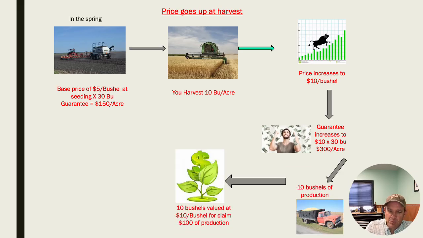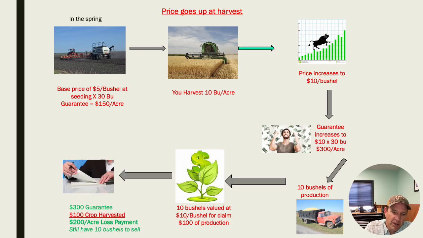You harvested 10 bushels of production. The 10 bushels is valued at $10 for your claim, or $100 worth of production. So you now have a $300 guarantee. You harvested $100 worth of crops, so we have a $200 an acre loss payment because the price went up so much, right? So we actually got paid a $200 an acre loss payment in this scenario and only started with a $150 an acre guarantee, but that increased because the harvest price was up. This is why it's so important to be in revenue protection, because this happens year after year where the volatile prices bounce around.